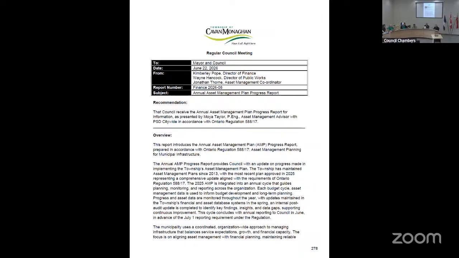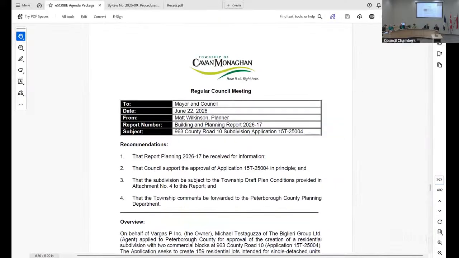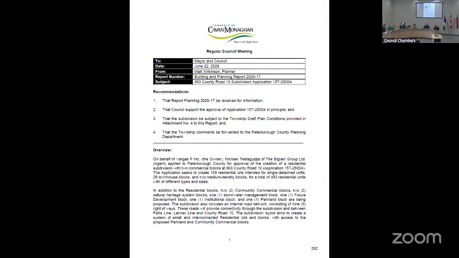Okay. Seeing no other questions, the recommendation is that council receive the annual asset management plan progress report for information, as presented by Moya Taylor, P.Eng., Asset Management Advisor with PSD Citywide, in accordance with Ontario Regulation 588/17. The mover and seconder for that report: moved by Councillor Byrne, seconded by Councillor Edgerton. All in favor? That is approved.